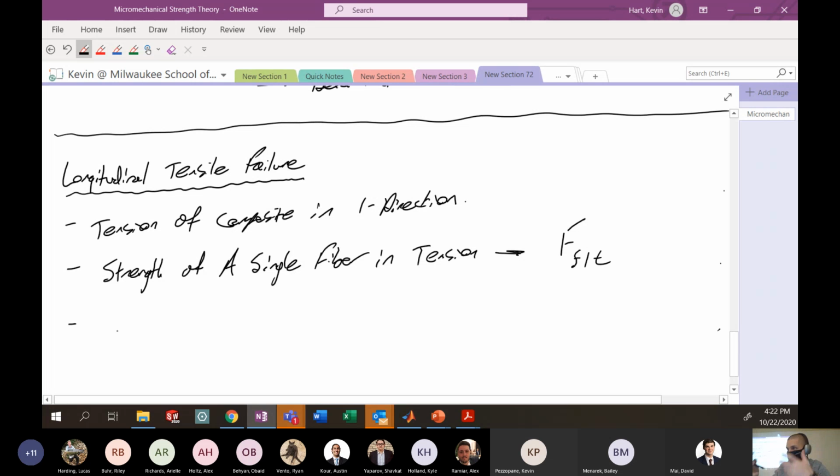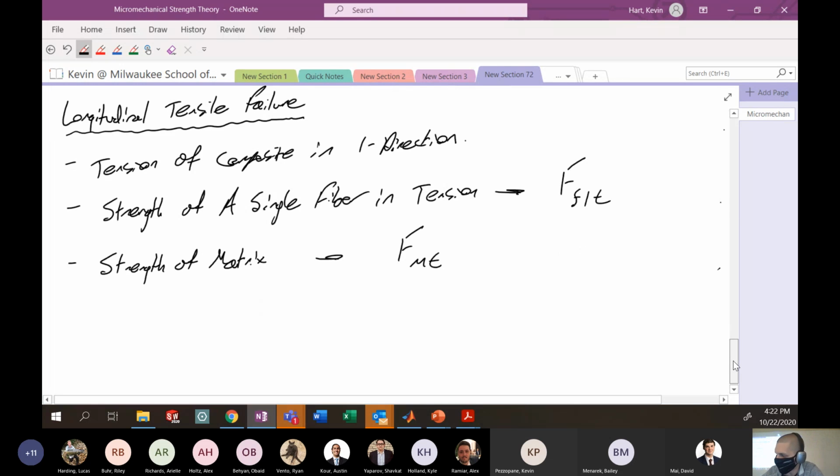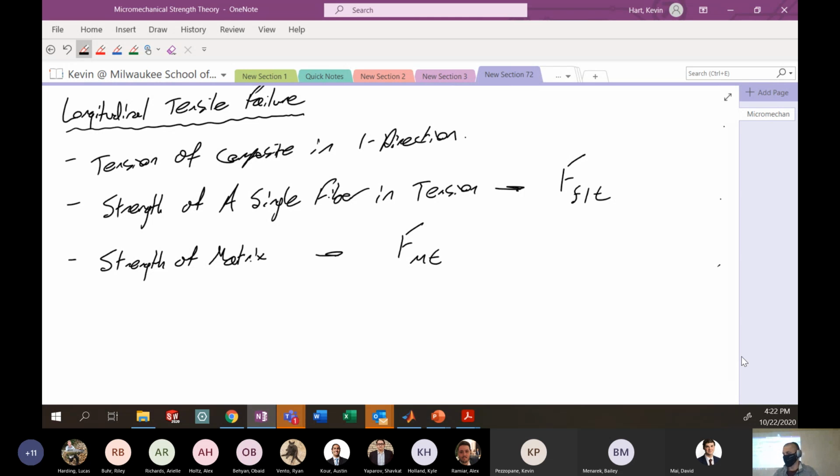Remember, because our fibers can be anisotropic as well. Right? Let's do the strength of matrix. We're going to assume isotropic matrix. It's just capital F M. And let's just put a T on there because we're going to remind ourselves that we're in tension here. But most of the time, a matrix has similar failure in tension and compression, but we'll keep the T just for now.